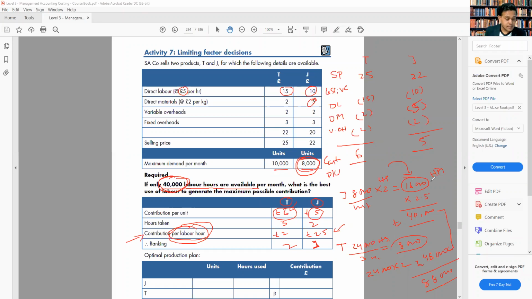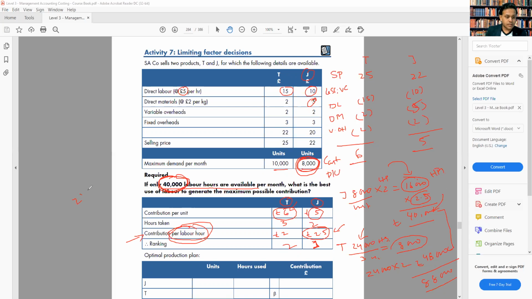Remember, not the unit, 16,000 hours. 16,000 hours we need to fulfill the demand of 8,000 units for J. And every hour we have a contribution for J of 2.5. So multiply by 2.5, and that gives me the total contribution of 40,000. So the next question is how many hours we have left. From 40,000, if we already used 16,000, we have 24,000 hours left.